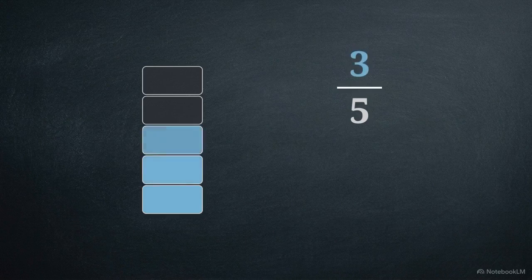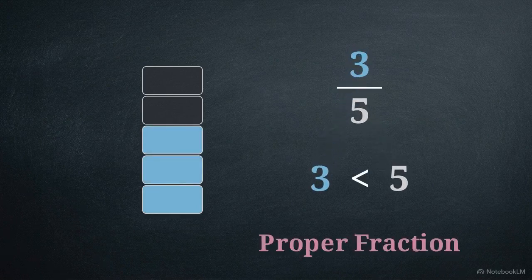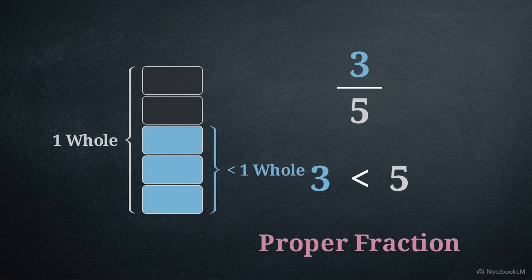Here we see the fraction 3/5 displayed on a visual scale. Because the numerator is physically smaller than the denominator, it is defined as a proper fraction. A proper fraction always represents a total value of less than one complete whole.